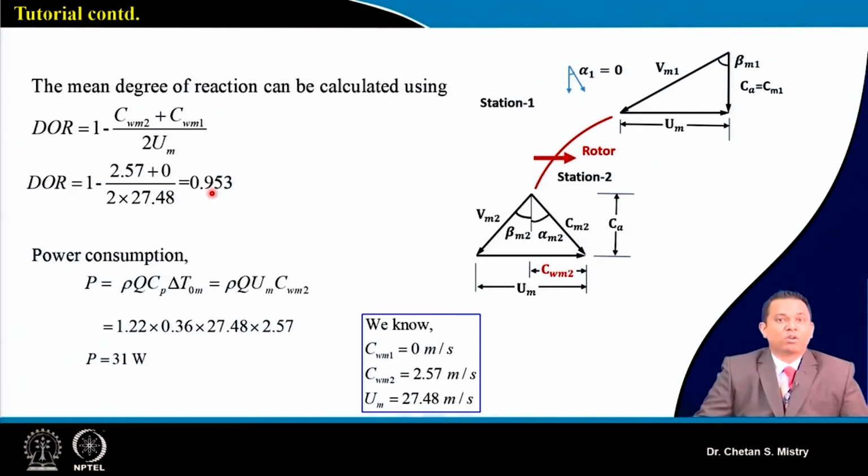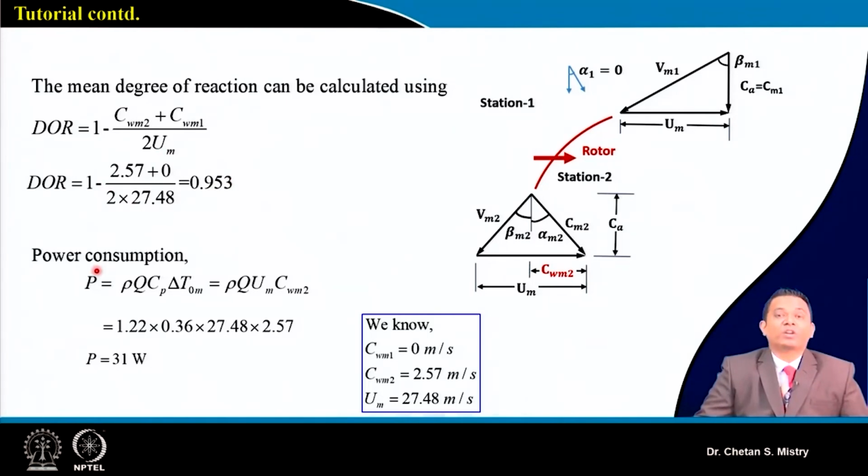It's a crude way of doing it, because this is not a stage. Understand one thing: a stage means I will have rotor as well as stator. Here in this case we have only the rotor, but in order to show the whole diffusion or whole pressure rise that we are expecting from the rotor, that is the reason why this degree of reaction number is coming on a higher side.